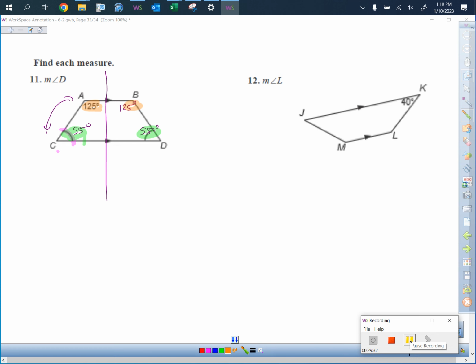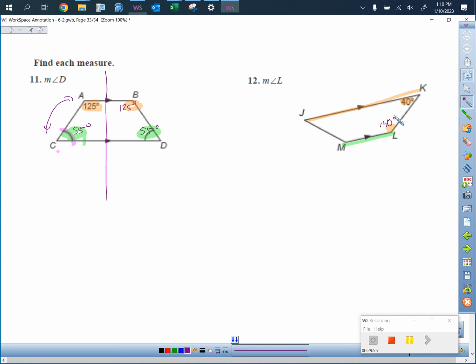Measure of angle L, right? This guy right here and this guy right here, are they consecutive angles, and are they between the parallel lines? Would you believe one of those touches the orange parallel line, the other one touches the green parallel line? So if this is 40, how much is this? 140. Cool. I like it.